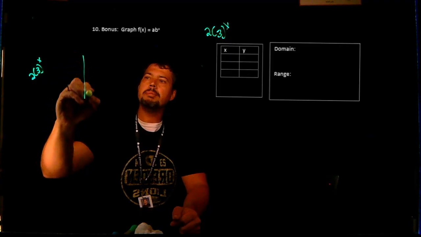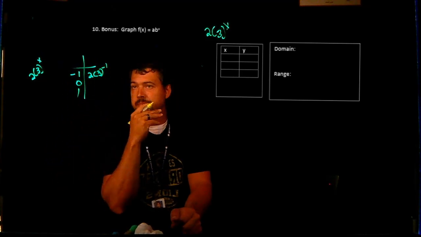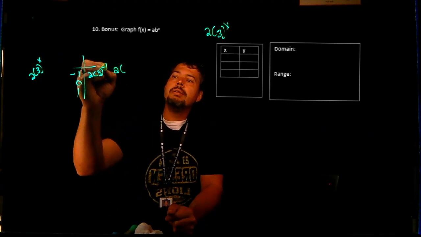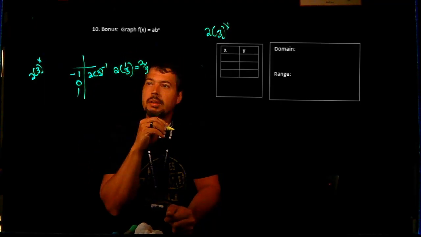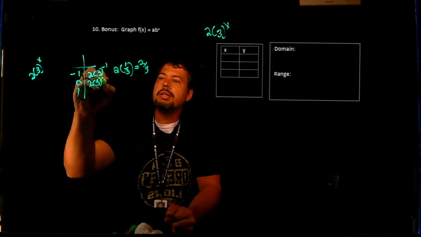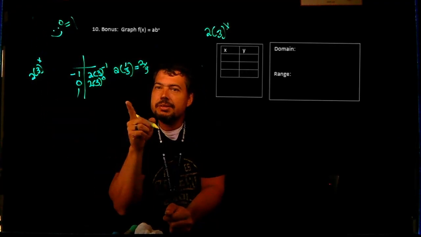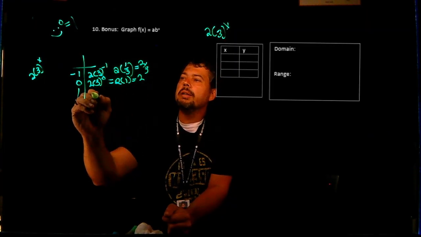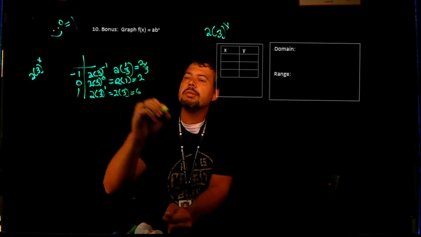Okay, let's make a small table. Let's feed it a -1, a 0, and a 1. If I feed it a -1, I'd have 2 times 3 to the negative first power. Now, you guys don't know what a negative first power is. It flips the number. It's not 3, it's 1/3. So this becomes 2 times 1/3, which is 2/3. Now, a 0: 2 times 3 to the 0. Anything to the 0 power is 1. So this becomes 2 times 1, which is 2. If I plug in a 1, I'd have 2 times 3 to the first. 3 to the first is 3. This is 2 times 3, which is 6.